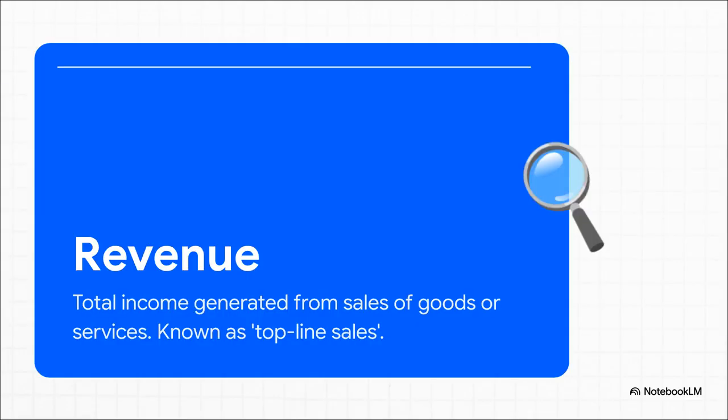Okay, first up, revenue. This is the big one, right? The one everyone talks about. It's simply the total amount of money a company brings in from everything it sells before a single cost is taken out. That's why they call it top-line sales, because it's literally the first line on the income statement.